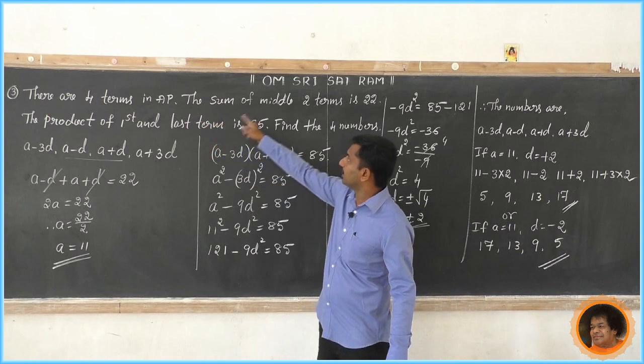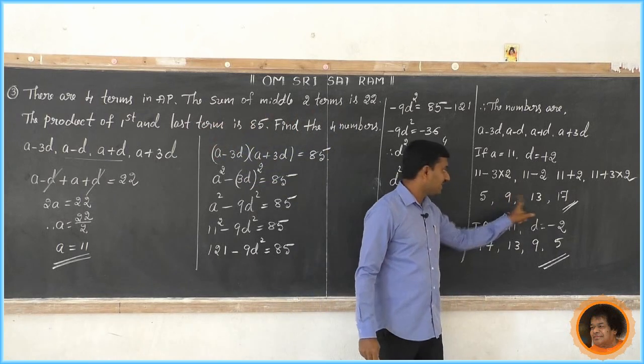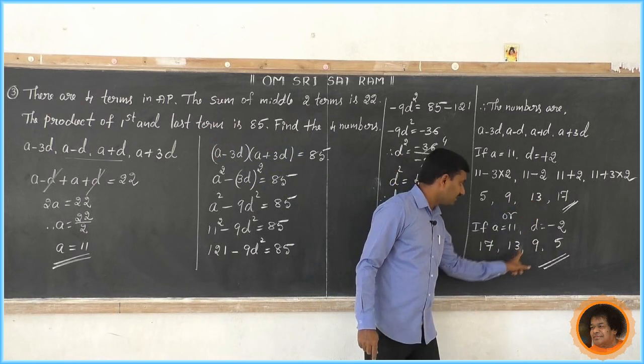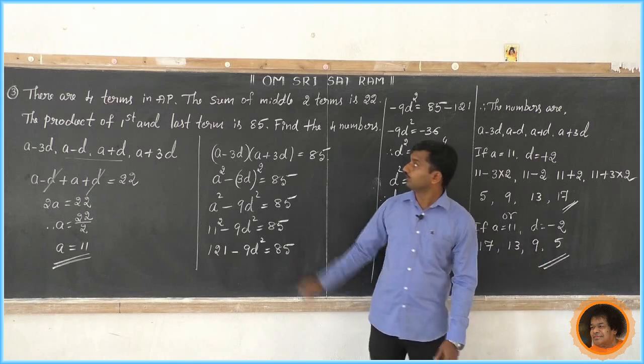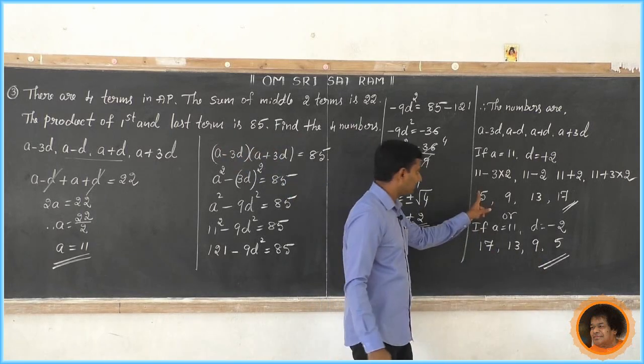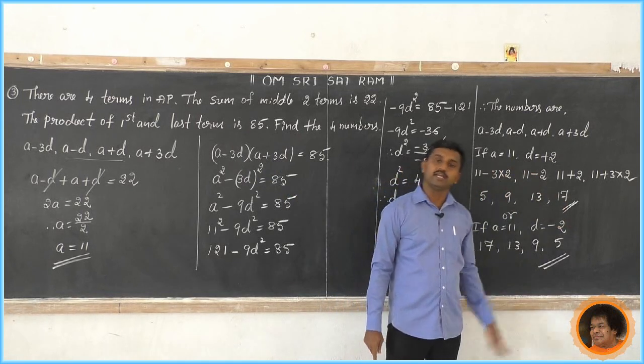There are 4 terms in AP. The sum of the middle 2 terms is 22. Which are the middle 2 terms? 9 and 13. Their sum is 22. And the product of the first and the last term is 85. Here the first term is 5 and the last term is 17. What is the product? The product is 85.